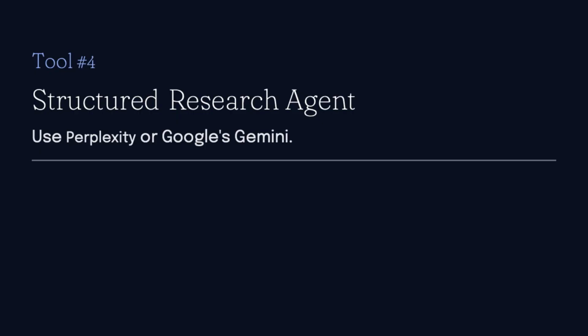Tool number 4 is a structured research agent. Instead of you spending 3 hours Googling a prospect, these tools spend 30 seconds scanning property records, foundation 990s, and news archives to build a one-page briefing document. It gives you their giving history, their business background, and even conversation starters. So you can go into a meeting feeling like an expert. Use Perplexity or Google's Gemini.